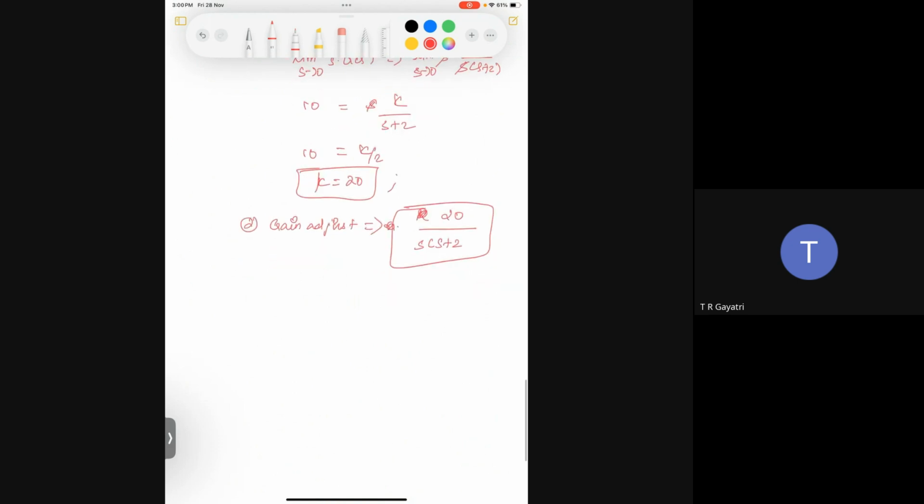Right. The first question we found out. The second question is, what is the phase margin of the gain adjusted system?